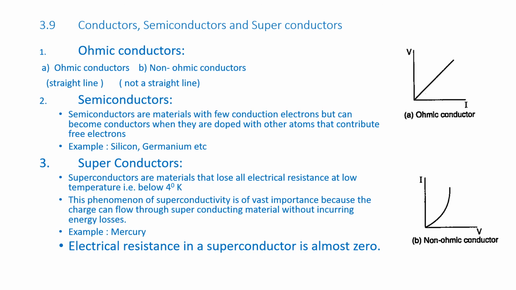Example, mercury. Mercury is a superconductor. The electrical resistance in a superconductor is almost zero. That means we can transmit electrical power for very long distances without losing any electrical energy or power. Hence, superconductors are materials that lose all electrical resistance at low temperature.